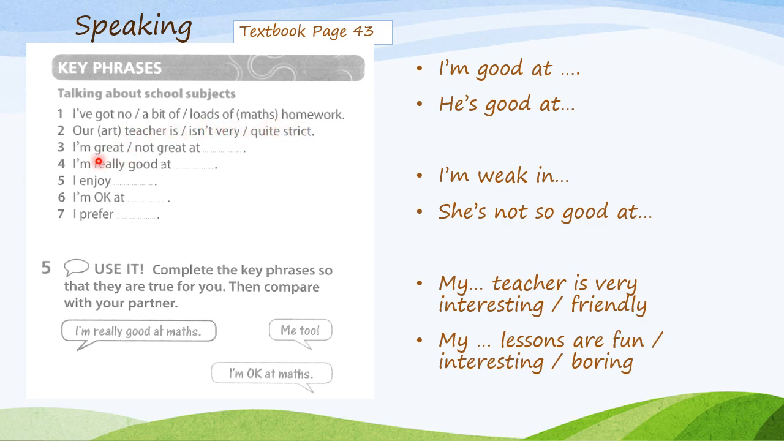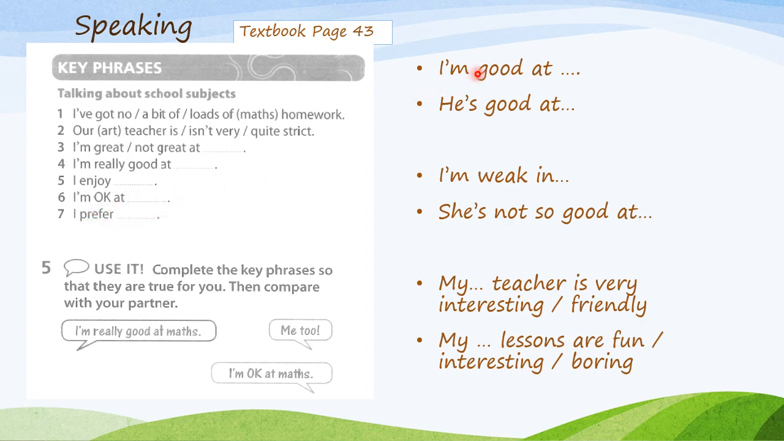Now, when you talk about yourself, let's say if you are good at your maths, I'm great at maths, or I'm not great at maths, or I'm really good at what subject? I'm really good at English, or I'm really good at science or history. I enjoy, what do you like? So you might say, I enjoy PE, but I don't enjoy history, for example. I'm okay at, okay means you're not really that excellent, but you're not too bad either. So you can say, I'm okay at what subject, all right? Or I prefer which subject.